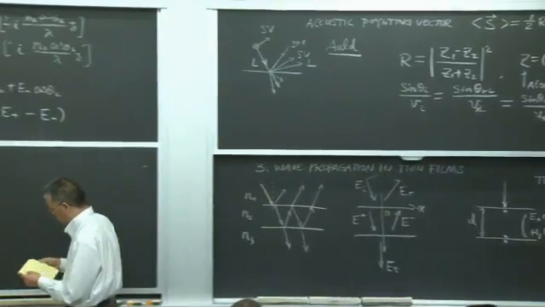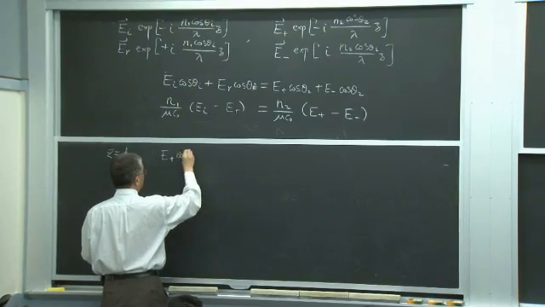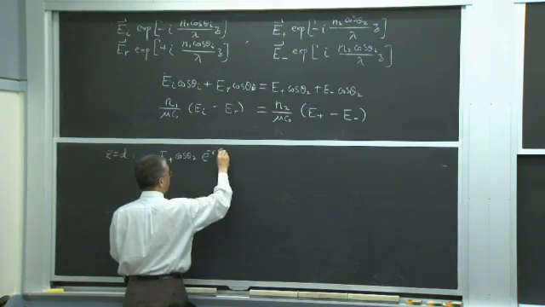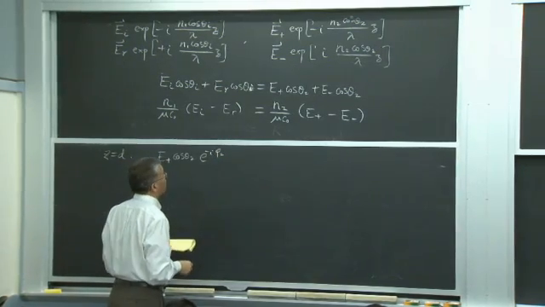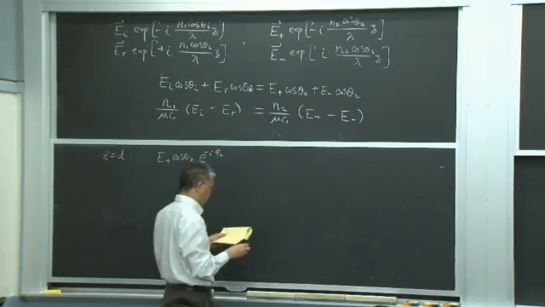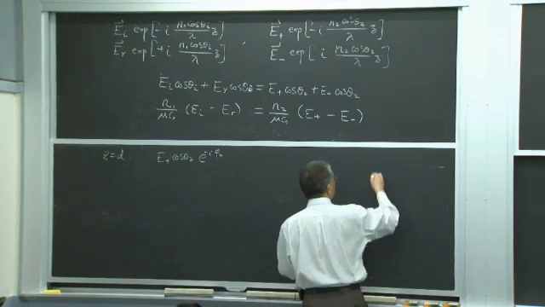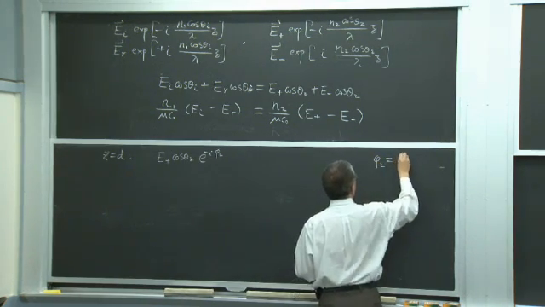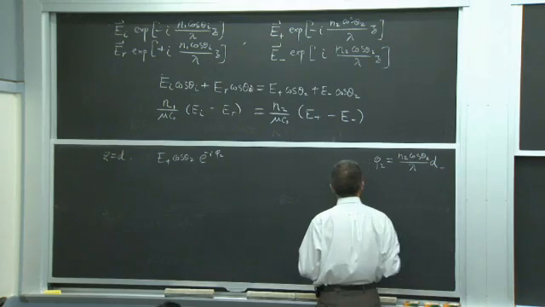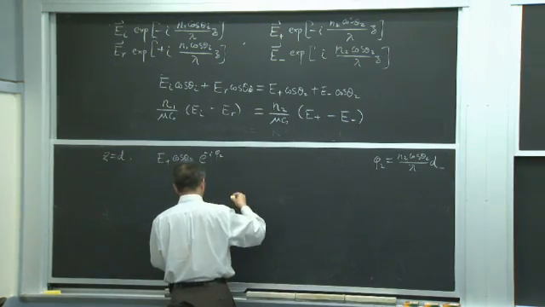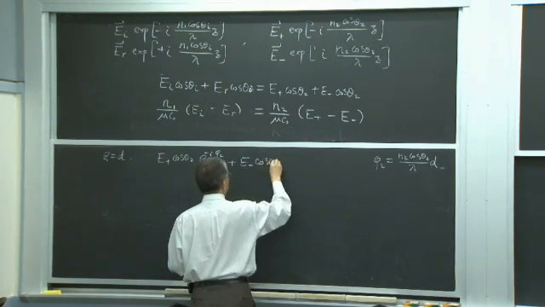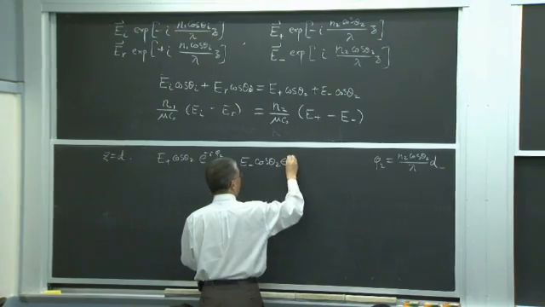It's cosine theta 2, exponential minus i phi 2. Phi 2 is my phase factor. Let's say you can look at that as N2 cosine theta 2. So let me write it down. Phi 2 equals N2 cosine theta 2 over lambda times D. So E plus cosine theta 2 e to the minus i phi 2, plus E minus cosine theta 2 e to the i phi 2.